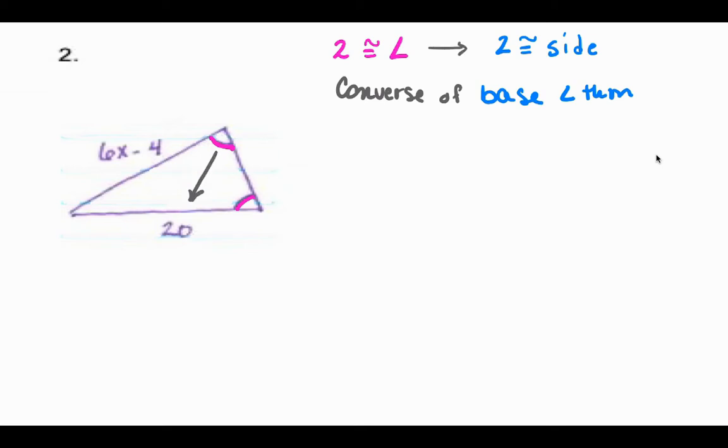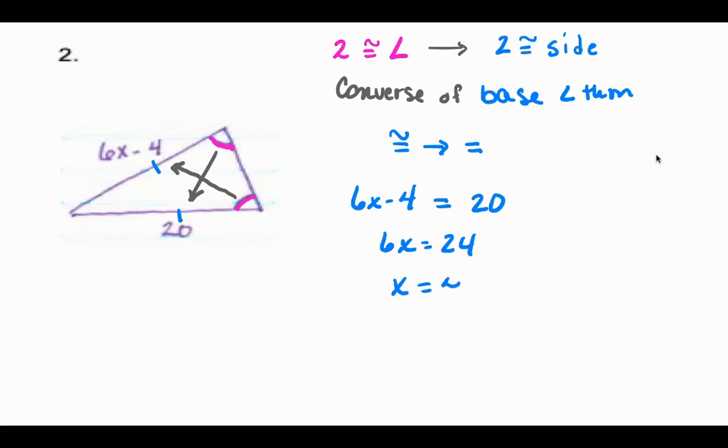So we go to the opposite sides, which just happen to be the ones with expressions, and these are going to be congruent as well. So remember that congruent means that they have equal measures. So we're going to take the 6x minus 4 and set it equal to the 20. So our 6x is going to equal 24, and x equals 4. So if you're given congruent angles, we can get congruent sides using the converse of the base angles theorem.